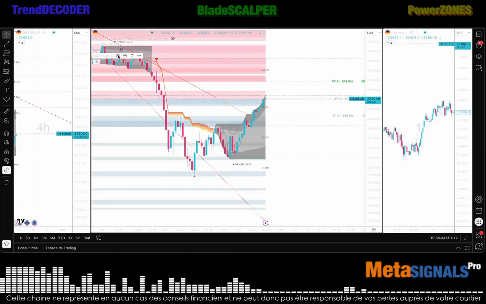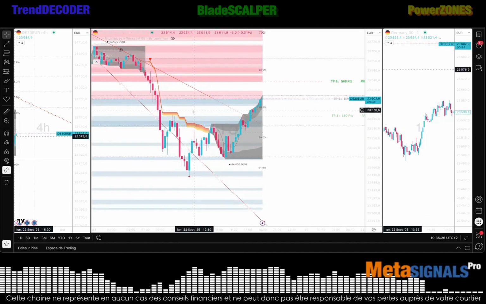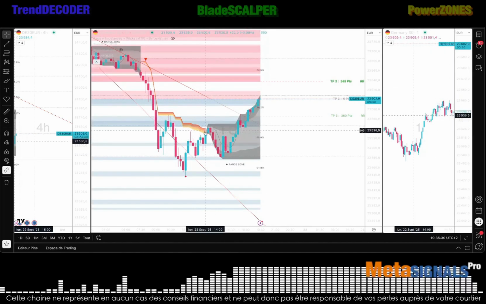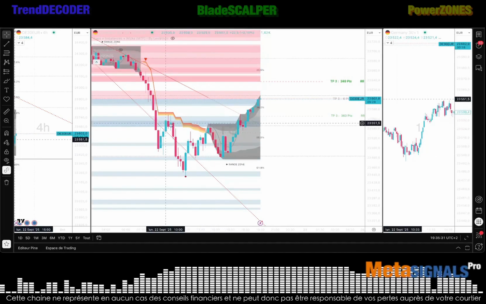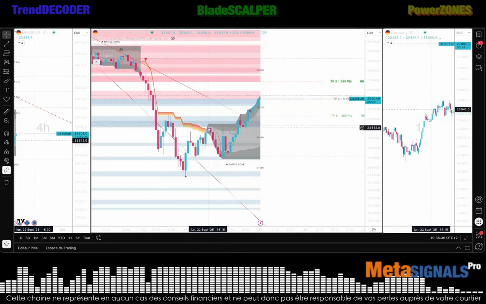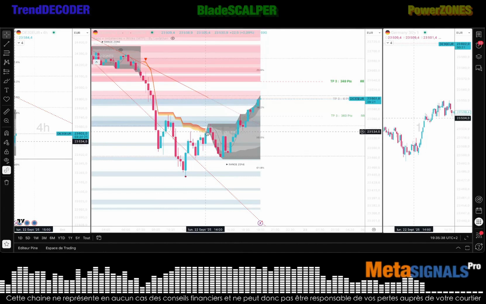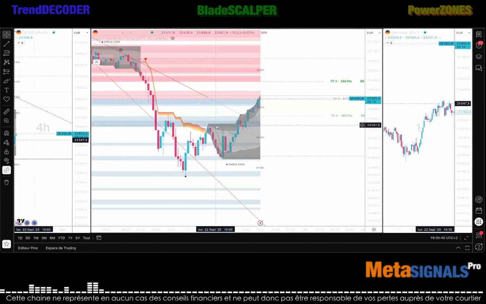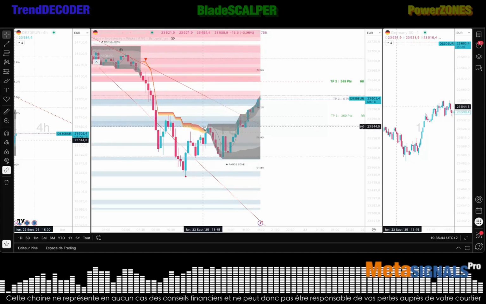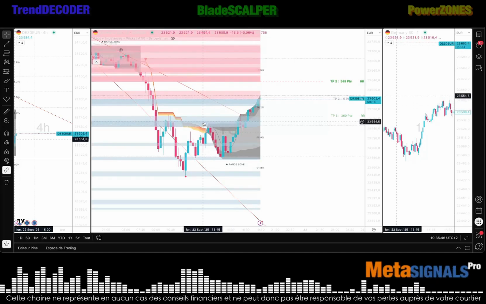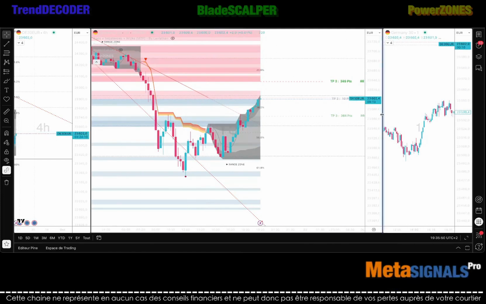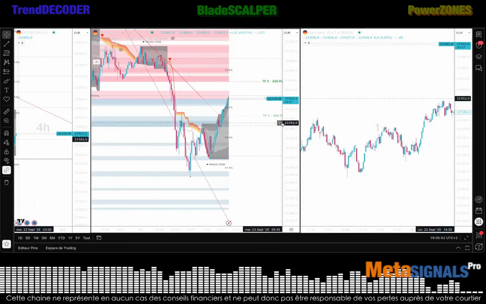We're also going to activate power zone to look at the zones that would have been interesting for us. No surprise, the zone we identify with power zone is this one right here. So the one that's directly accessible from the hot zone is the one we see here. So of course, that's the one we're going to prioritize, meaning the zone between 23,544 and 23,556.